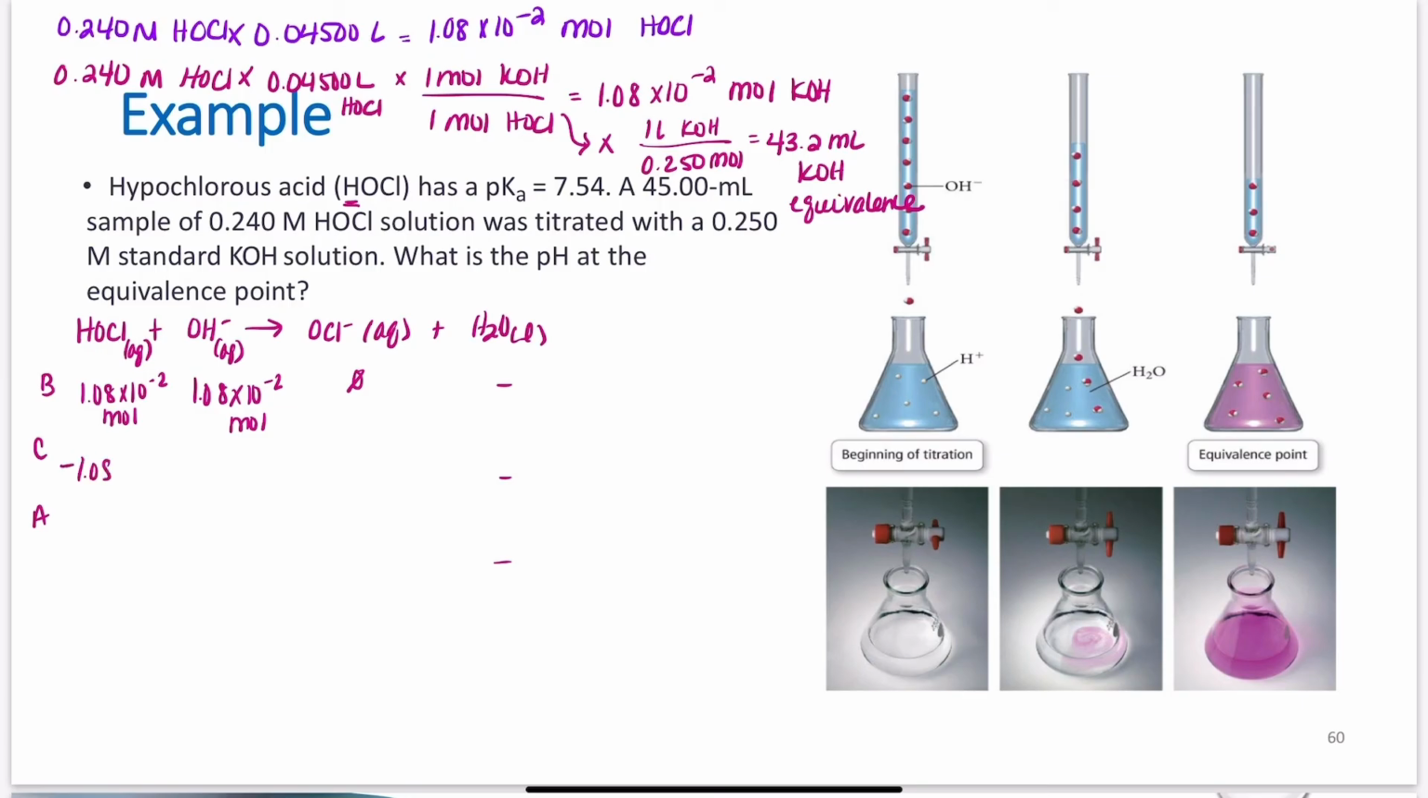So minus 1.08 times 10 to the minus 2 moles, minus 1.08 times 10 to the minus 2 moles. Those are both reacting, producing 1.08 times 10 to the minus 2 moles of my conjugate base. After the neutralization, I don't have any weak acid or strong base left, but I do have 1.08 times 10 to the minus 2 moles of my OCl minus left. Now I need to shrink this down because I'm not going to have room.